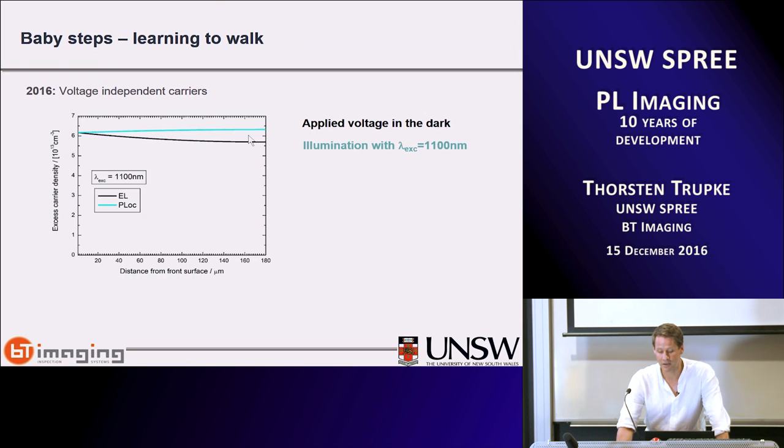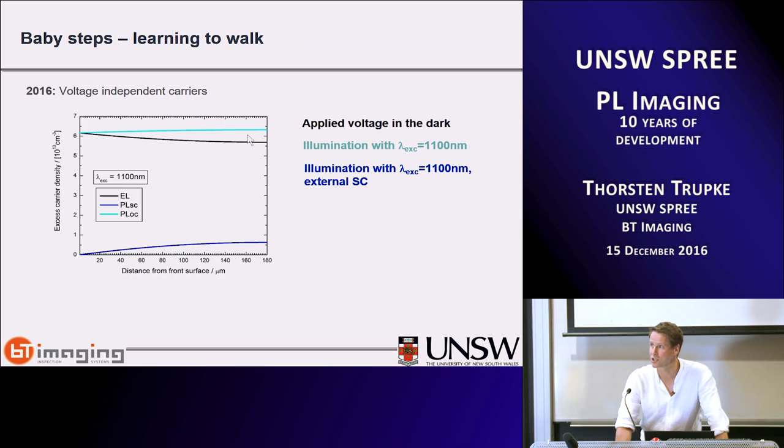Now, if you take the same illuminated case but set the junction to zero voltage, in other words, short circuit the cell, we can see that we have this carrier density here in the bulk of the solar cell.